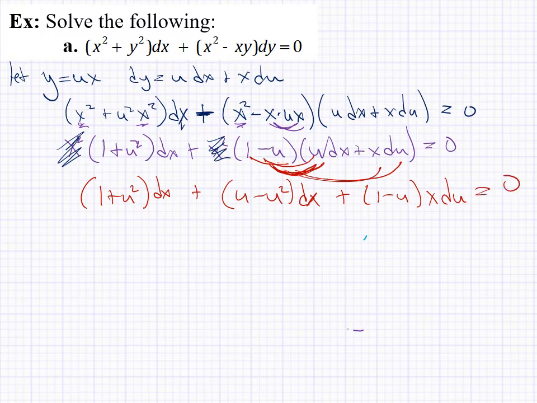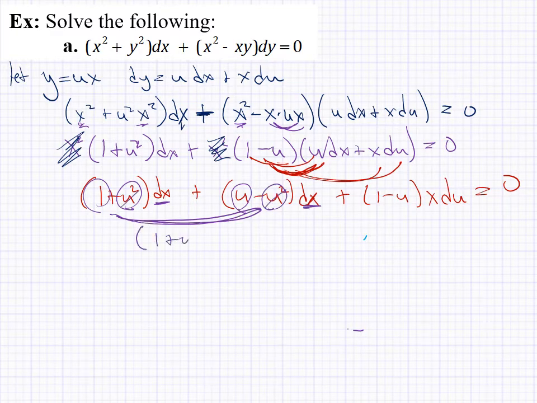And I'm not going to bother multiplying any of that together. Okay. The reason is I'm going to say here's a dx, here's a dx. That means I'm going to put these together here. So if I put all that together, I'm going to have 1 plus u squared plus u minus u squared. So the u squareds will end up canceling, and I'll end up with 1 plus u times dx. Plus, over here I still have 1 minus u x du equals 0.